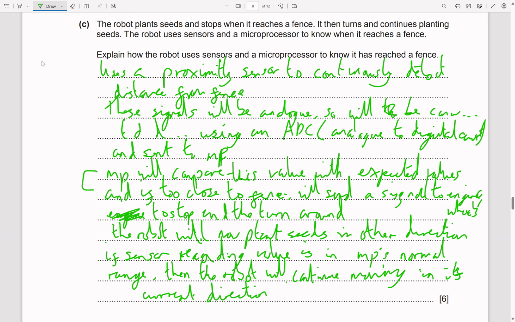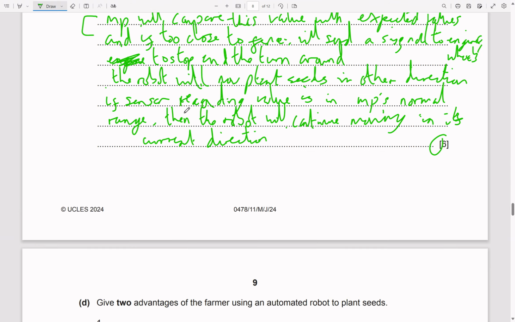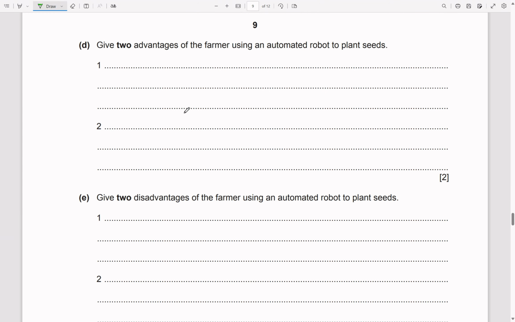Hopefully that will be enough here for 6 marks. Although for these questions, definitely check the mark scheme as well, just to see what they say. Give 2 advantages of the farmer using an automated robot to plant seeds. One, we can say it's cheaper, cheaper in the long term, since no labor costs or no salaries to pay, or no employees to pay.